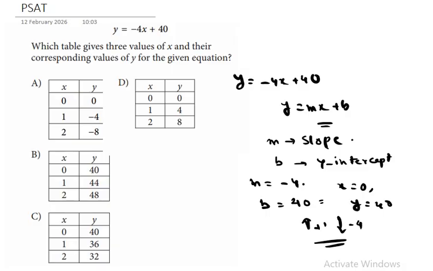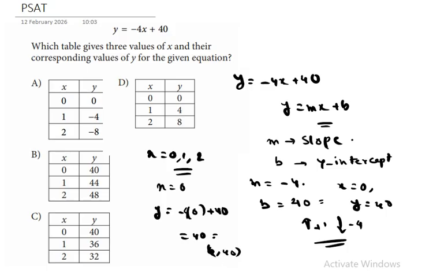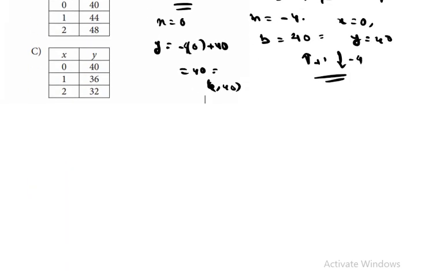Now substitute the values of x. So let's test x is equal to 0, 1 and 2. Okay. Now when x is equal to 0, substitute into the equation y is equal to what? Minus 4 into 0 plus 40, that is 40. So the first correct pair must be 0, 40. Okay. Now when x is equal to 1, y is equal to what? Minus 4 into 1 plus 40, that is 36.